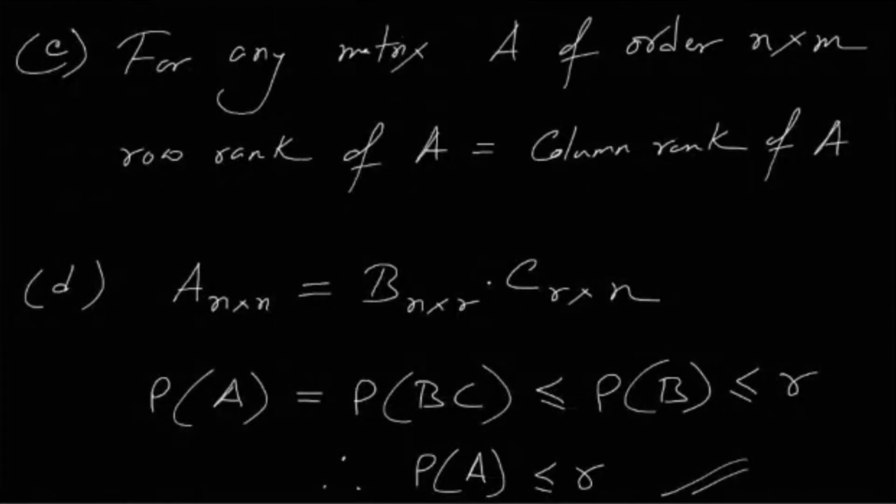But that's actually not true, because for any matrix A of order n cross m, any matrix of any order, the row rank of A is always equal to the column rank. It doesn't necessarily have to be a square matrix; it can be a matrix of any order. This comes from theory: the row rank of any matrix is equal to its column rank. So it doesn't imply that A has to be a square matrix. So option C is also false.